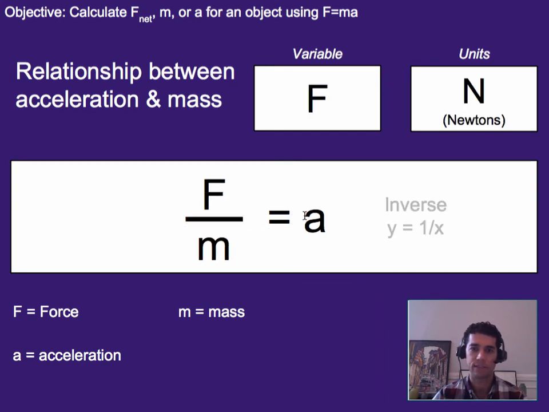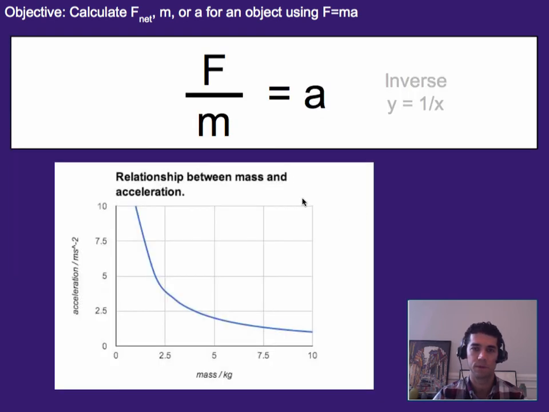So if we go ahead and isolate mass away from acceleration, we can see that acceleration and mass have an inverse relationship. That is, it mimics y equals 1 over x. If we were to graph it, it might look something like this, where the steepness of the curve is based on the value of the mass, the value of the force.